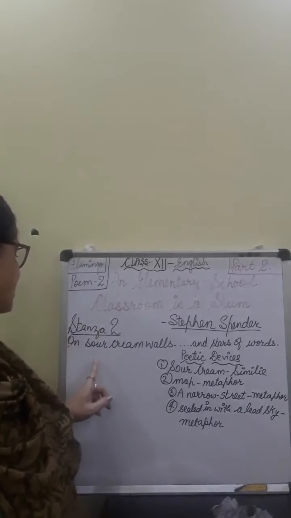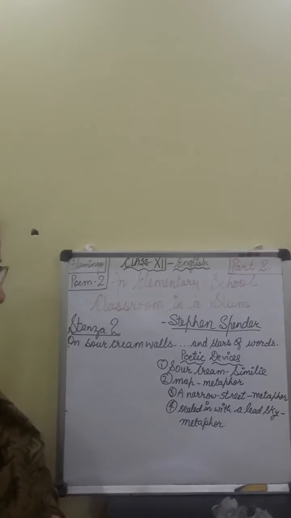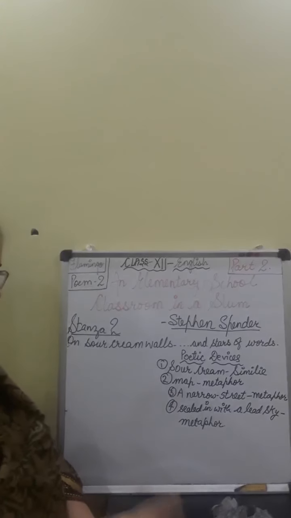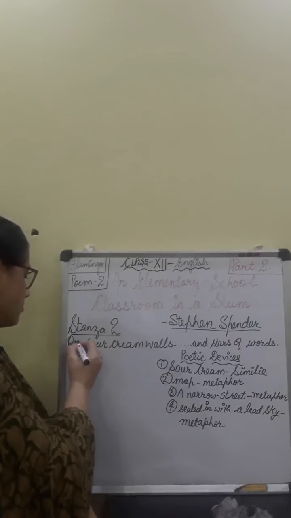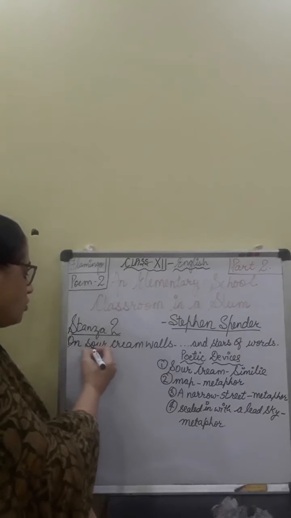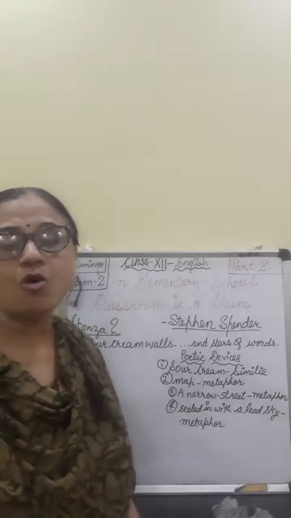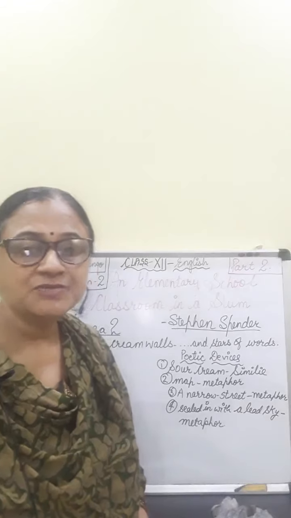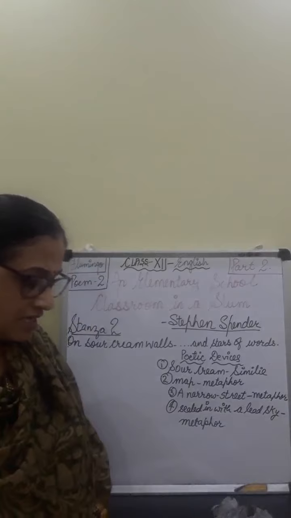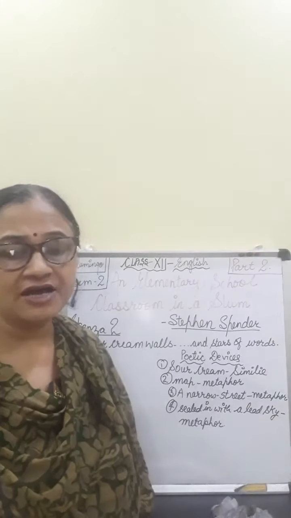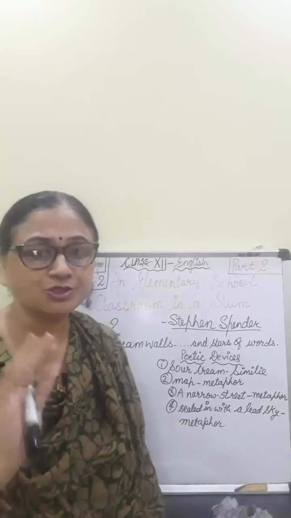The second stanza starts with "On sour cream", that is, "On sour green walls", up to "stars of words". This paragraph starts with that. Now in this paragraph, the poet is describing that slum school classroom.